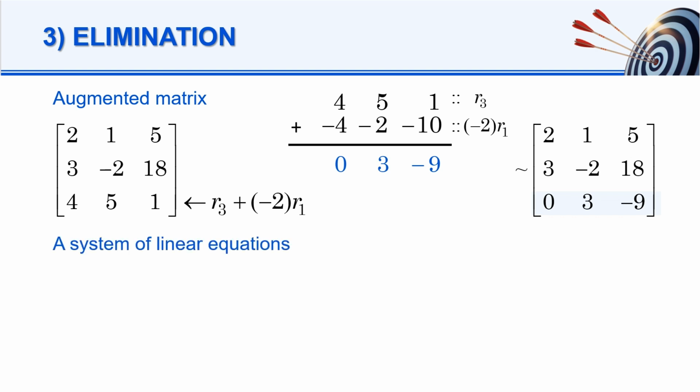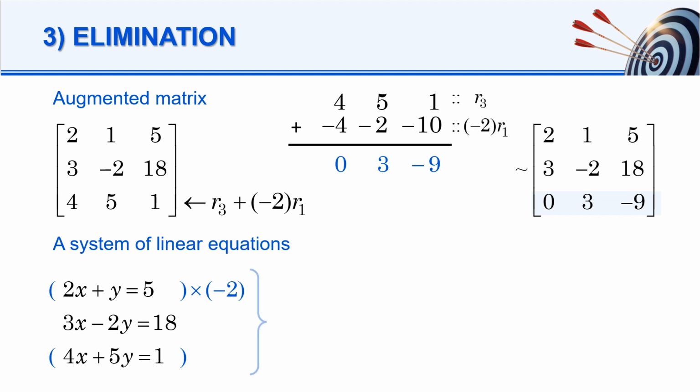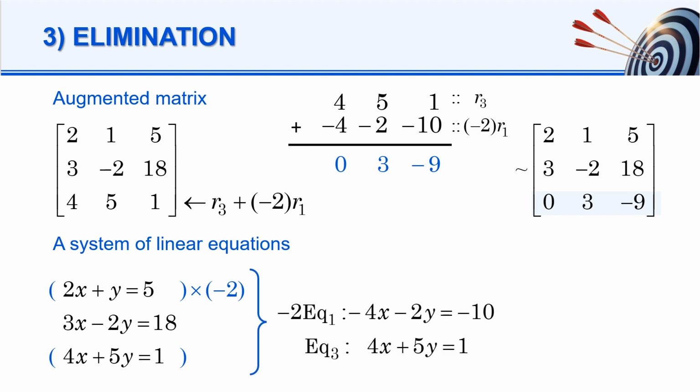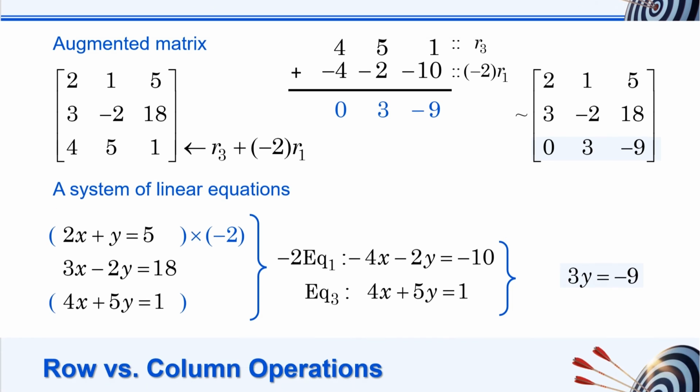In equation form, this corresponds to multiplying equation 1 with -2 and adding it to equation 3. This leads to, or summing them gives 3y equals -9. Row reductions on an augmented matrix allow us to easily carry out such tasks.